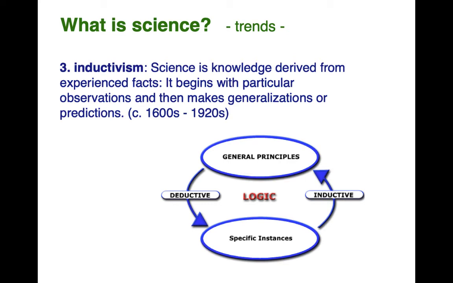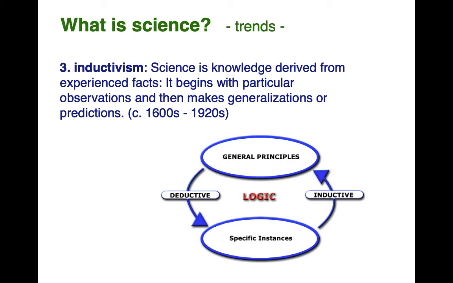The third trend, I'll call it inductivism. And I call it inductivism because what's happening is we're incorporating inductive reasoning, that other form of reasoning Aristotle referred to. Inductivism: science is knowledge derived from experienced facts. It begins with particular observations and then makes generalizations or predictions. On this image here, we see logic of two forms. We see deduction, where from general principles, axioms, presumptions, we derive specific cases, specific instances, specific conclusions, where the conclusion is contained within the assumptions, the principles.